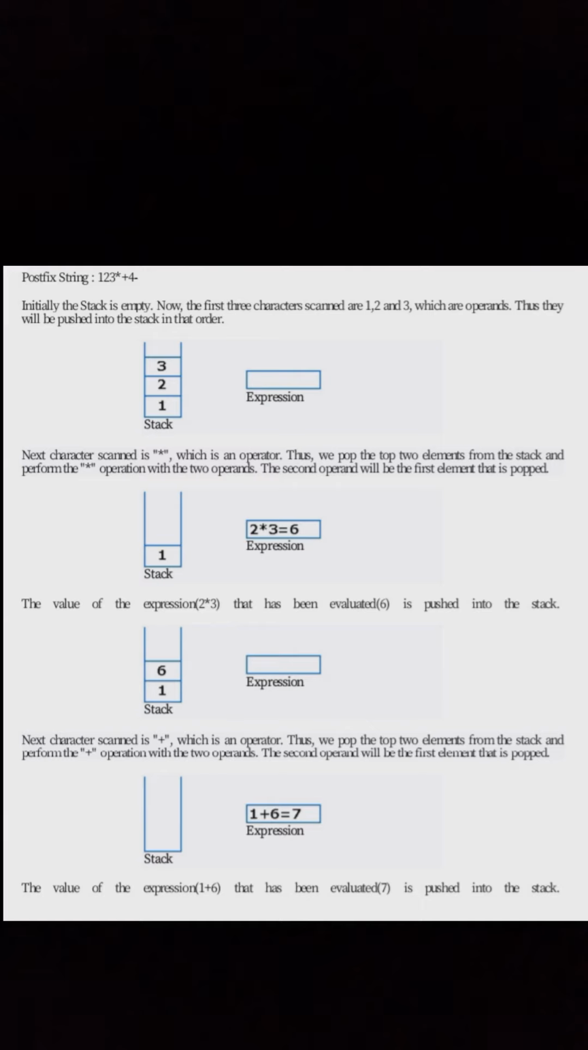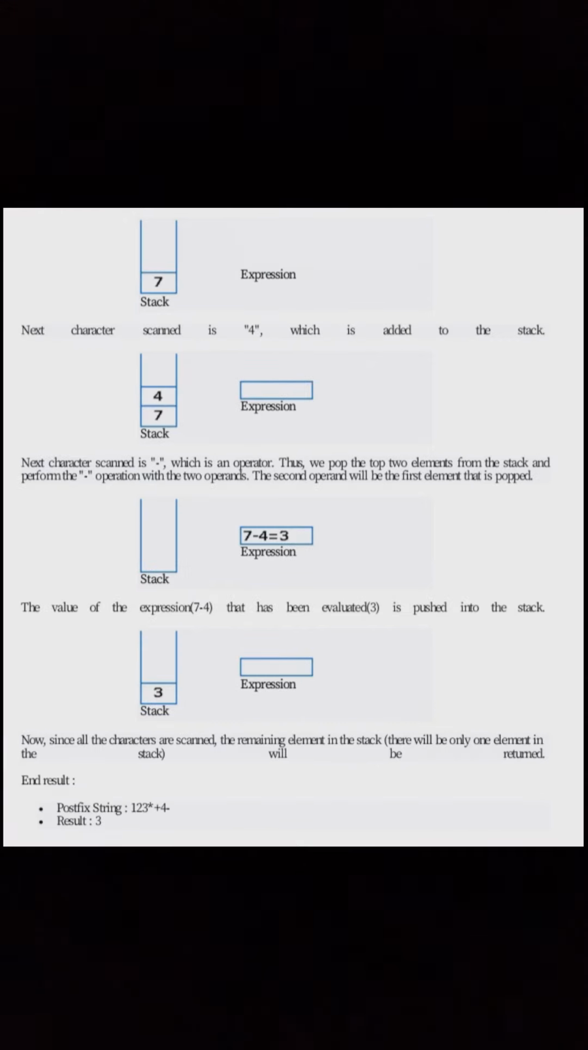stack. See the figure. Next character scanned is plus, which is an operator. Thus we pop the top two elements from the stack and perform the plus operation with the two operands. The second operand will be the first element that is popped. See the figure. The value of the expression 1 plus 6 that has been evaluated, 7, is pushed into the stack. See the figure. Next character scanned is 4, which is added to the stack.